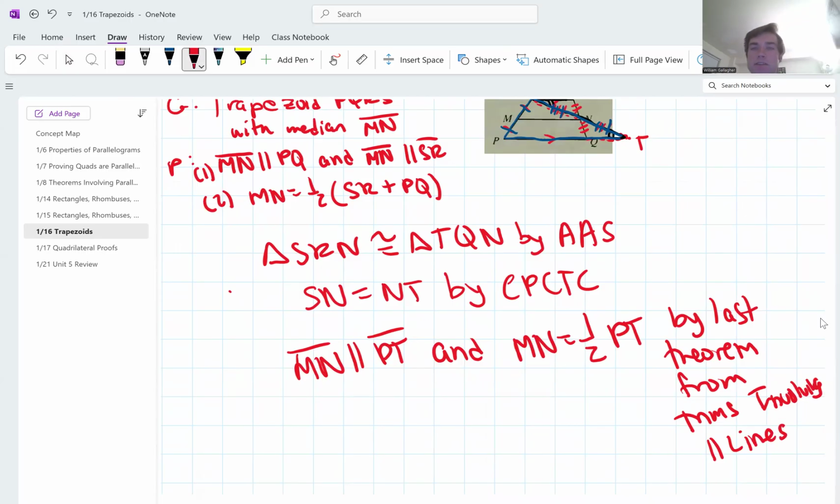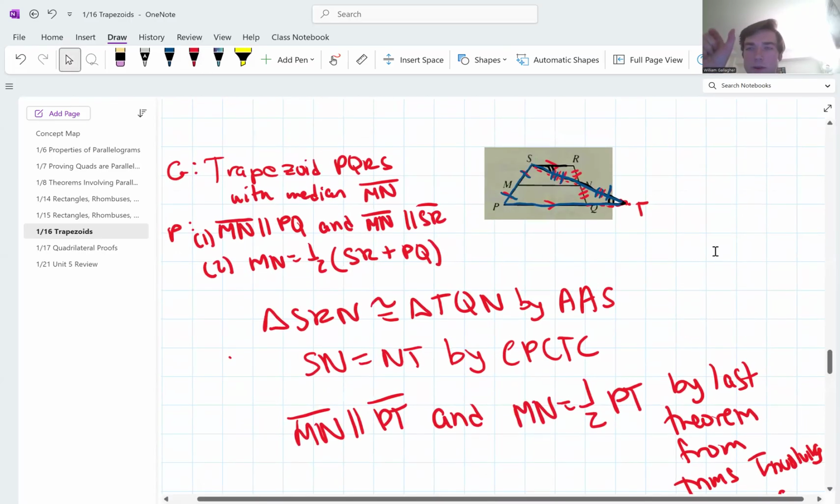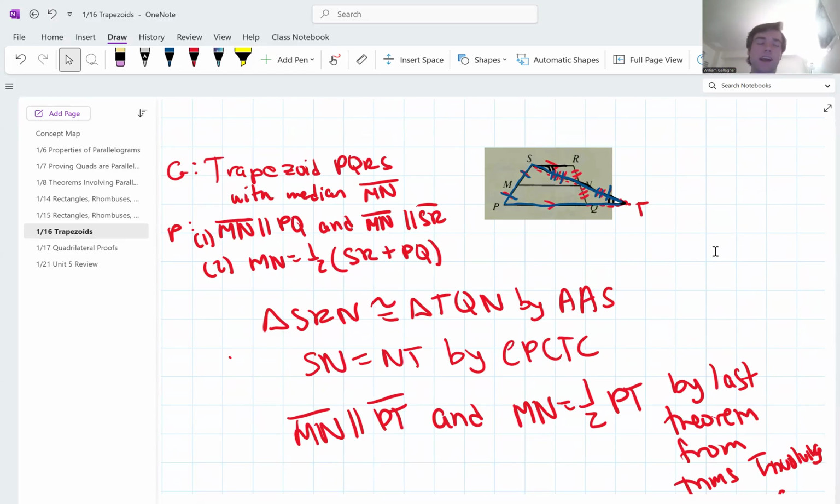And if MN is parallel to PT, well, then it's also parallel to PQ. So essentially parts of congruent lines are congruent to each other. We'll see some good questions similar to that with proofs, but I'm not going to get too carried away with that. So the point is, if MN is parallel to PT, it's also parallel to PQ, which is a part of PT.